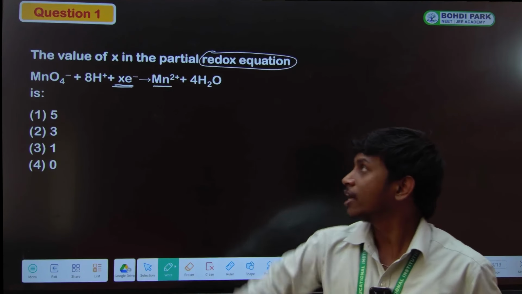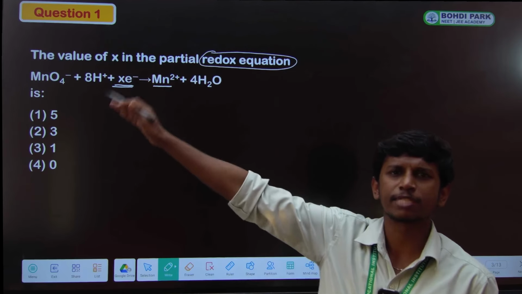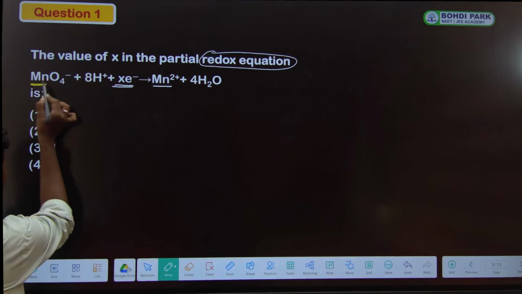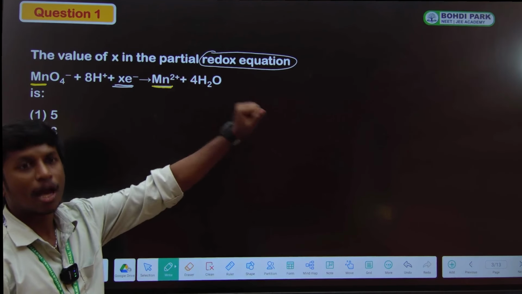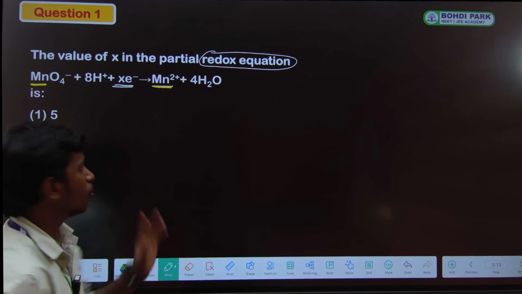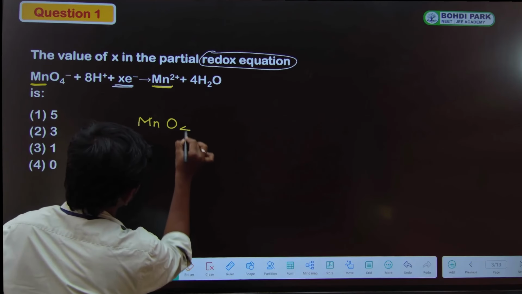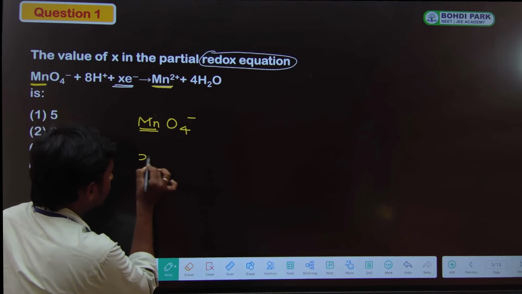இப்போ என்ன பண்ணனும் நம்ம? We have to calculate the oxidation number of manganese from reactant side as well as from a product side. Okay. நம்ம reactant sideல இருக்க manganese ஓட oxidation stateயும் product side இருக்க manganese oxidation stateயும் compare பண்ண போறோம். How many electron involved னு நம்ம find பண்ண போறோம். Okay. To find out the oxidation state of MnO4 minus, manganese oxidation state நமக்கு தெரியாது. So we have that as X.